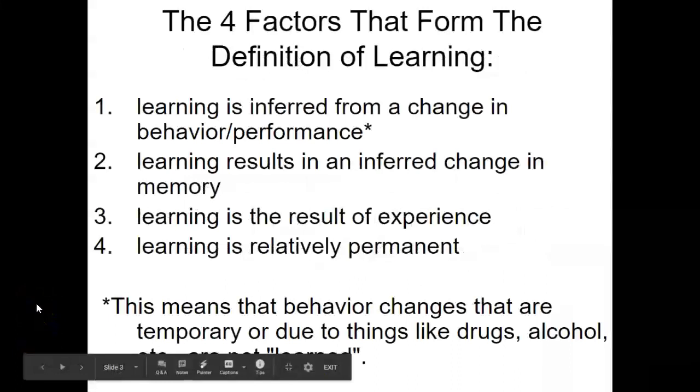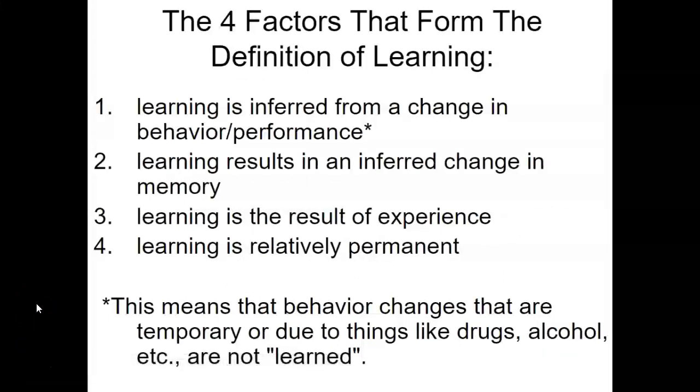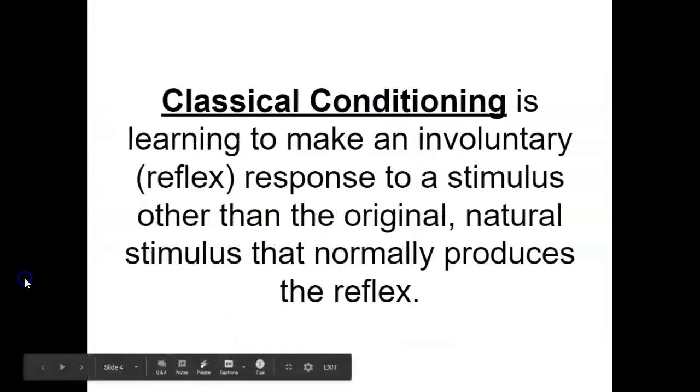There are four factors that form the definition of learning. Learning is, number one, inferred from a change in behavior or performance. Number two, learning results in an inferred change in your memory. Number three, learning is the result of experience. Number four, if you've really learned it, it should be relatively permanent. However, just so you know, there's a little asterisk here. This means that behavior changes that are temporary or due to things like drugs, alcohol, etc., are not necessarily learned. They're just us usually being stupid.